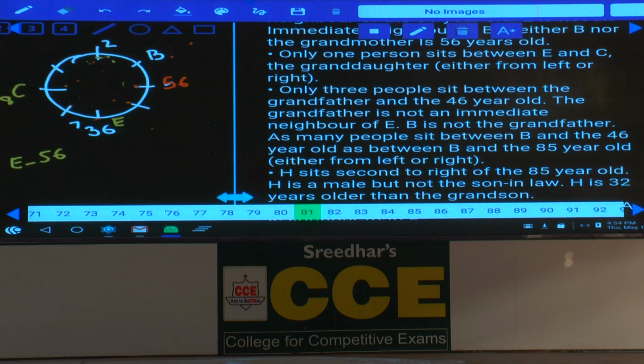Only 3 people between grandfather and 46. Now between grandfather and 46, there must be exactly 3. That means these 2 persons are opposite. As these 2 persons are opposite, what are the possibilities here? In this case it is not possible, this opposite is not possible and this opposite is also not possible. Hence B and opposite are this. These are 1 and 46. Isn't it? Again 2 possibilities.